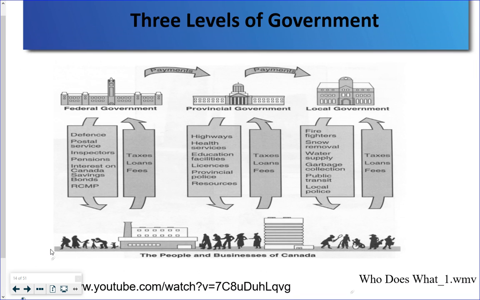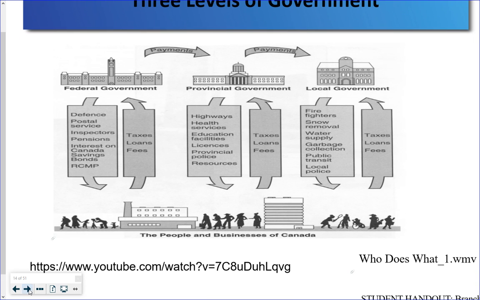All right. So now we skip ahead here. We talked briefly the other day about levels of government. Chapter 1 isn't so much about levels of government, it's more about the branches of government. So when we think of levels, we think of the federal government and its responsibilities, as you can see here, paid for through taxes, loans, fees. We have the provincial government, once again, responsibilities, and then you have your local government. But we are focusing primarily on the federal government and its three branches.